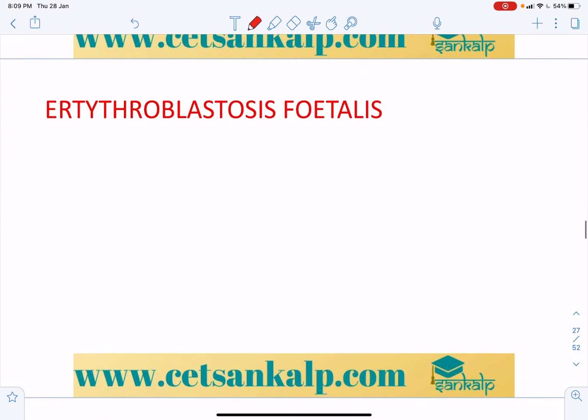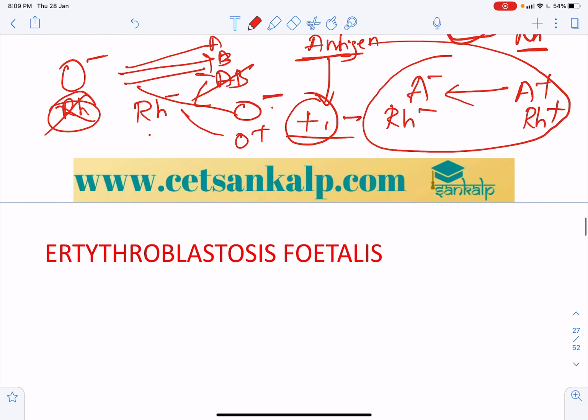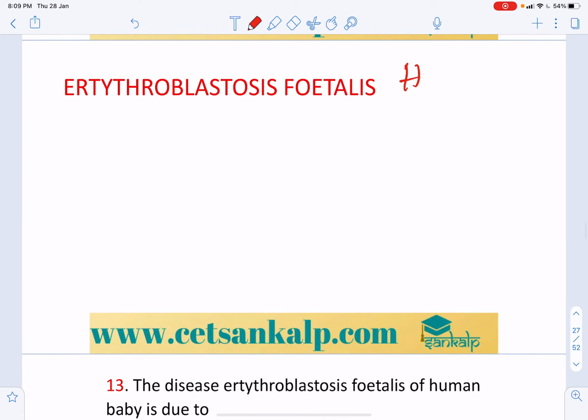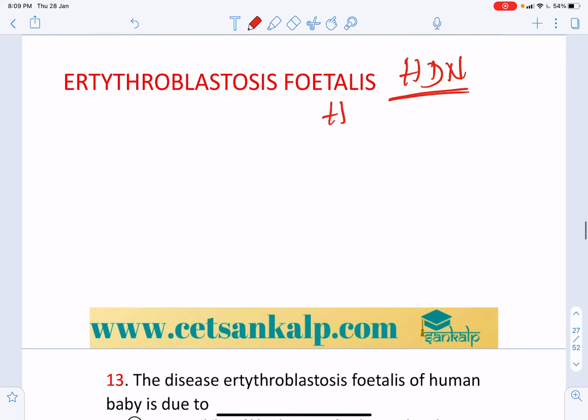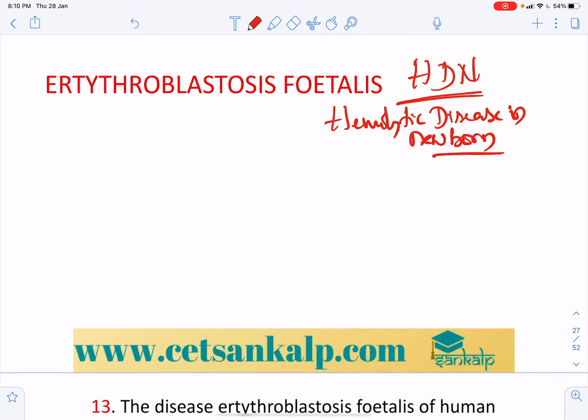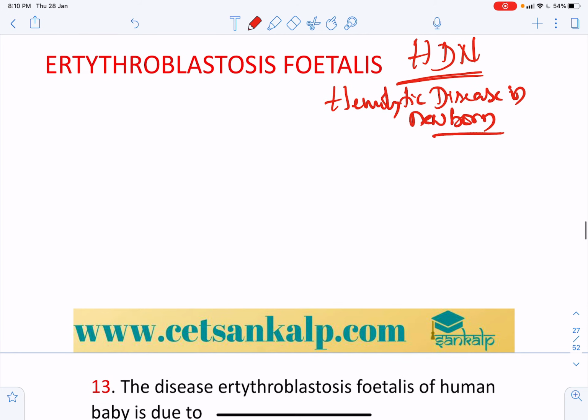Next, erythroblastosis fetalis, which is also called hemolytic disease in newborn. Hemolytic disease in newborn. What is that? Hemolytic, I will tell you why, because here the lysis of blood cells takes place. Hemolytic disease in newborn. In newborn. So that is what we can say in this case.